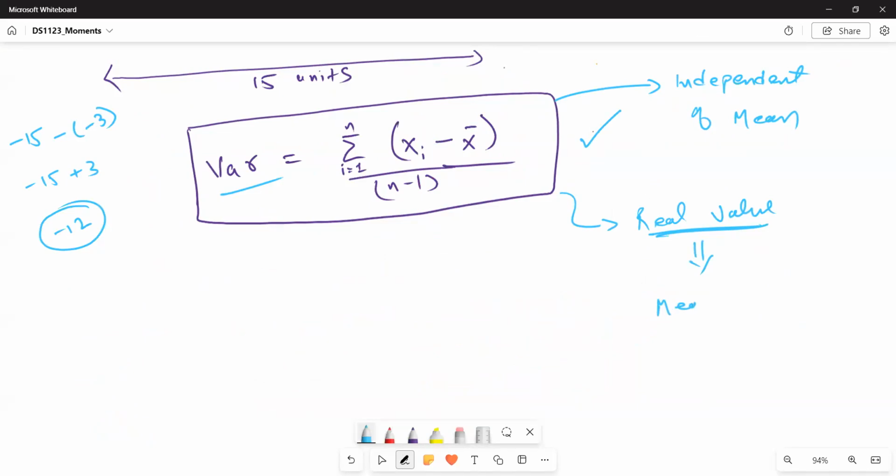This is nothing but the measure of spread. The more unique categories you have in your data, the more will be the spread. All right, so this is how variance can be understood.